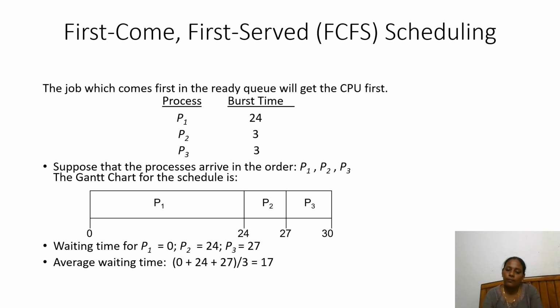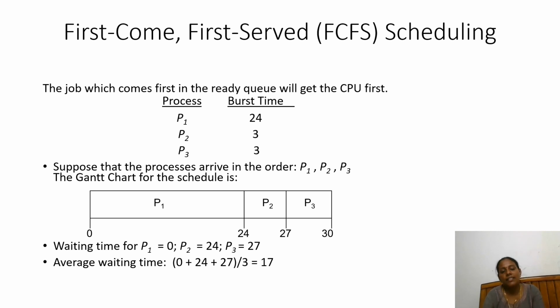the CPU first. How does it work? Let's take three processes with burst times. Process 1, 2, 3, along with burst times: process 1 is 24, process 2 is 3, and process 3 is 3. If we want CPU efficiency, we can take the first process which has the least burst time.